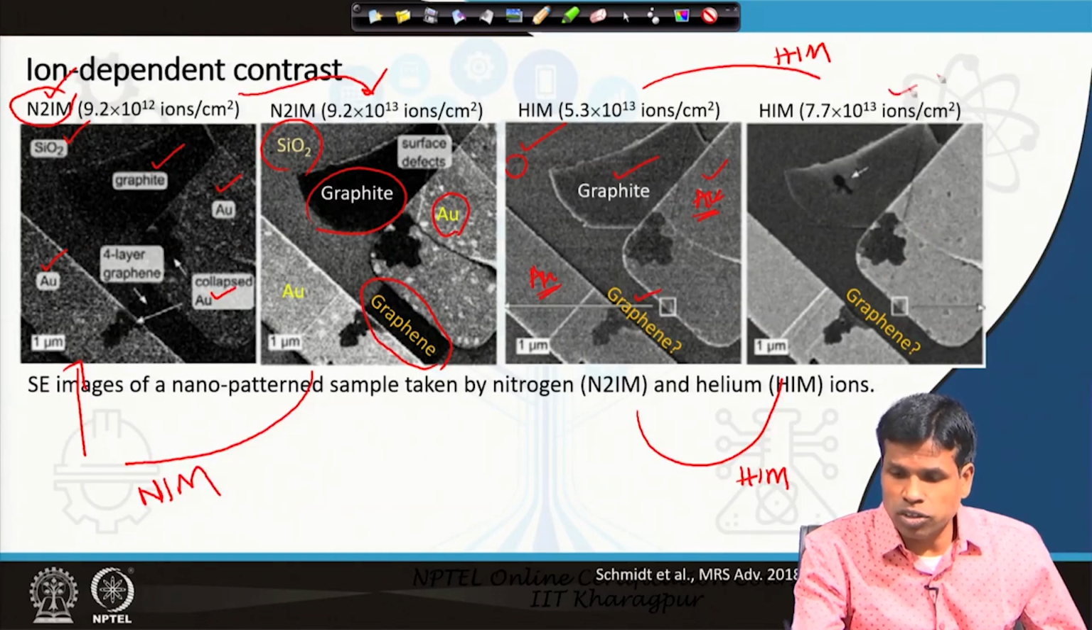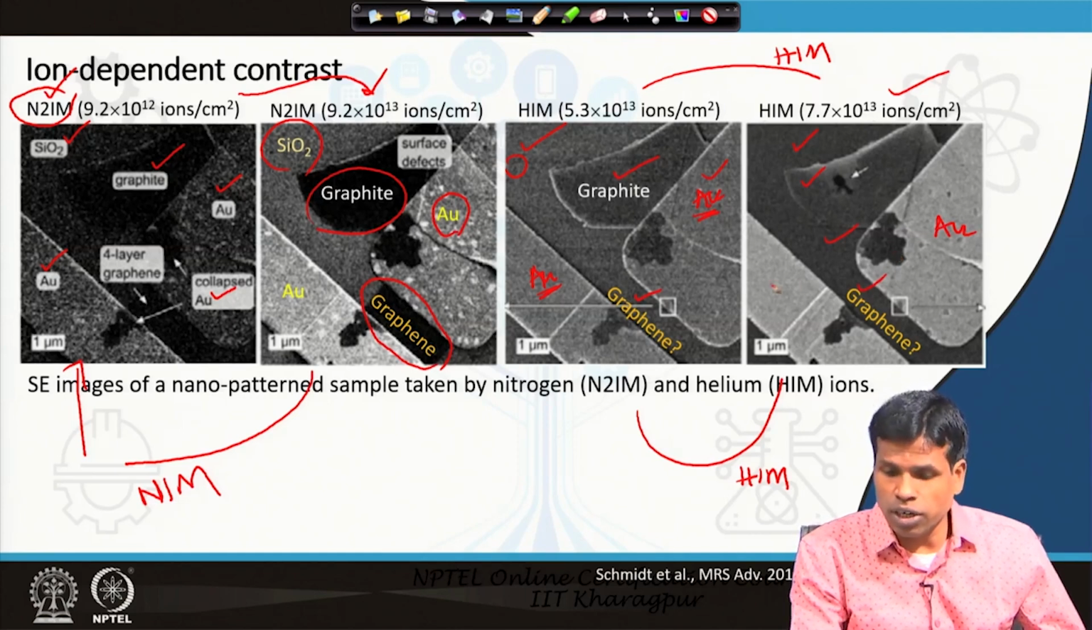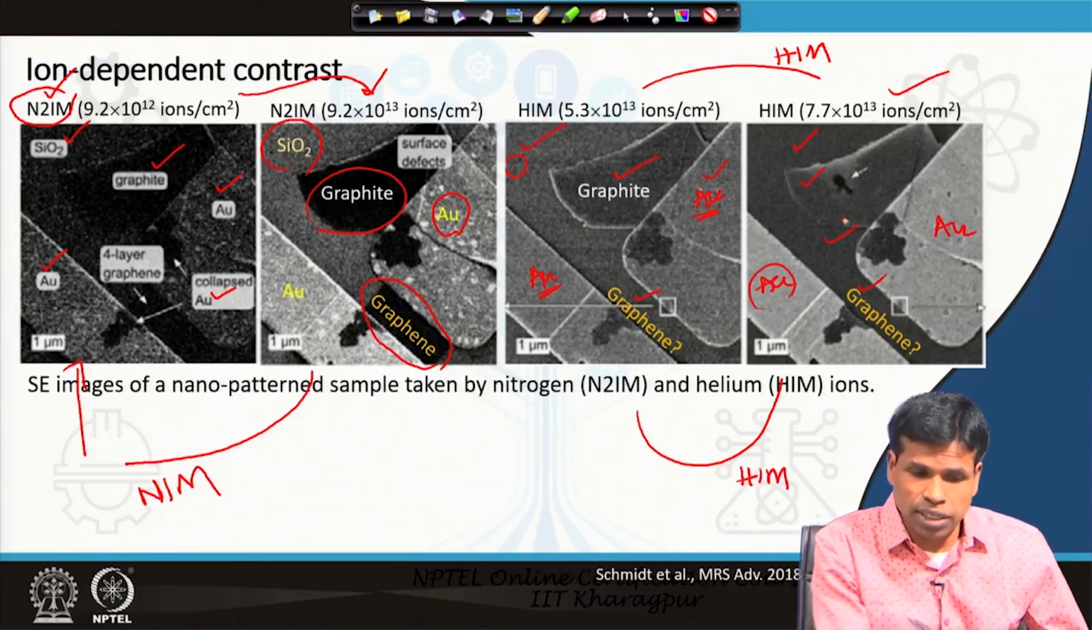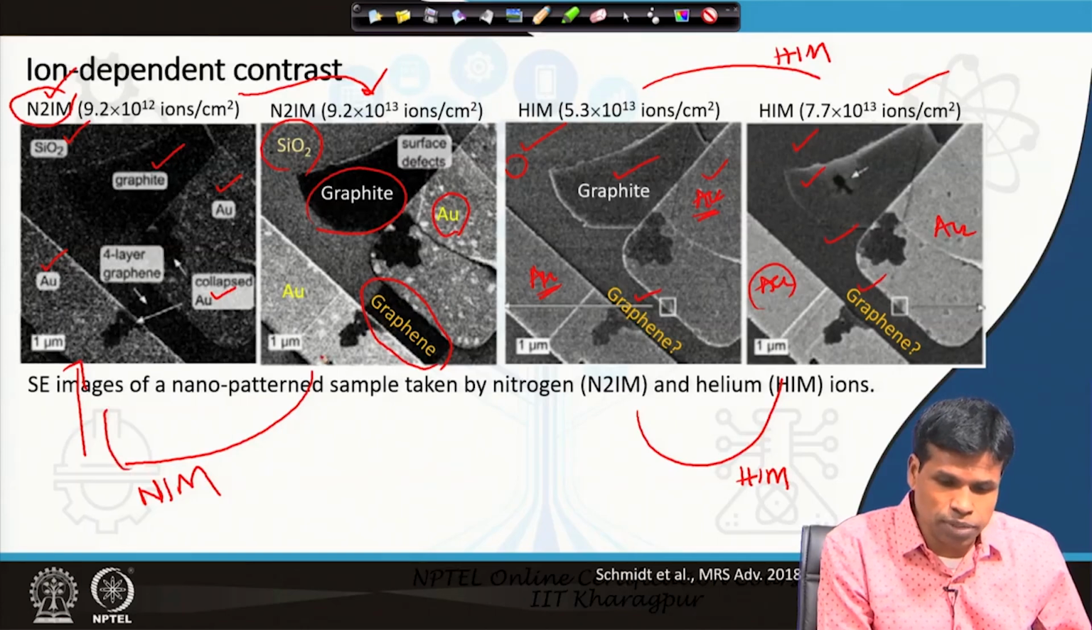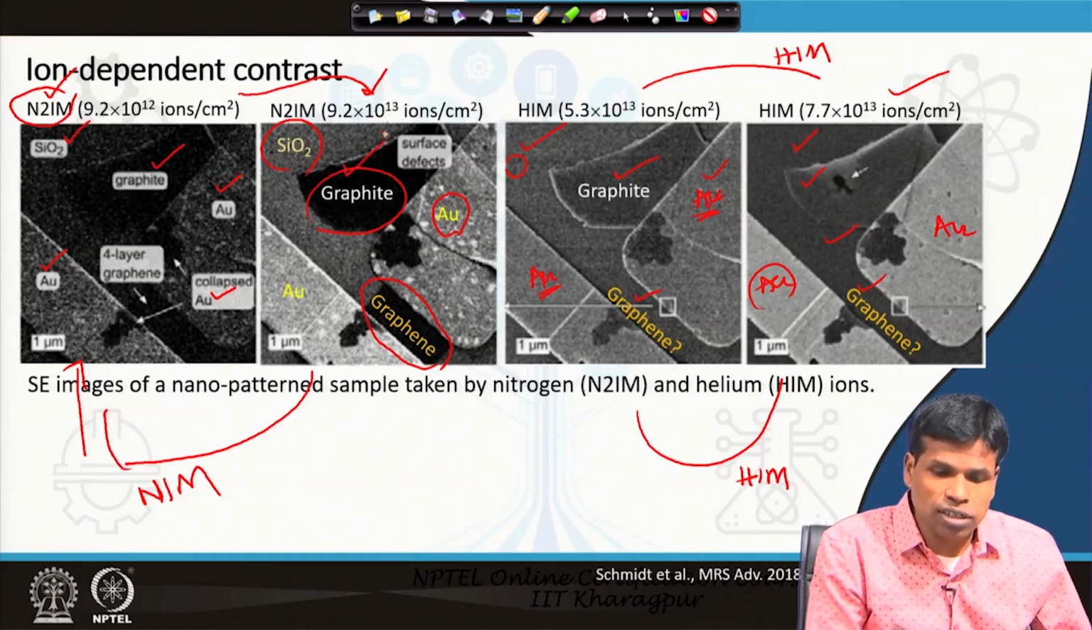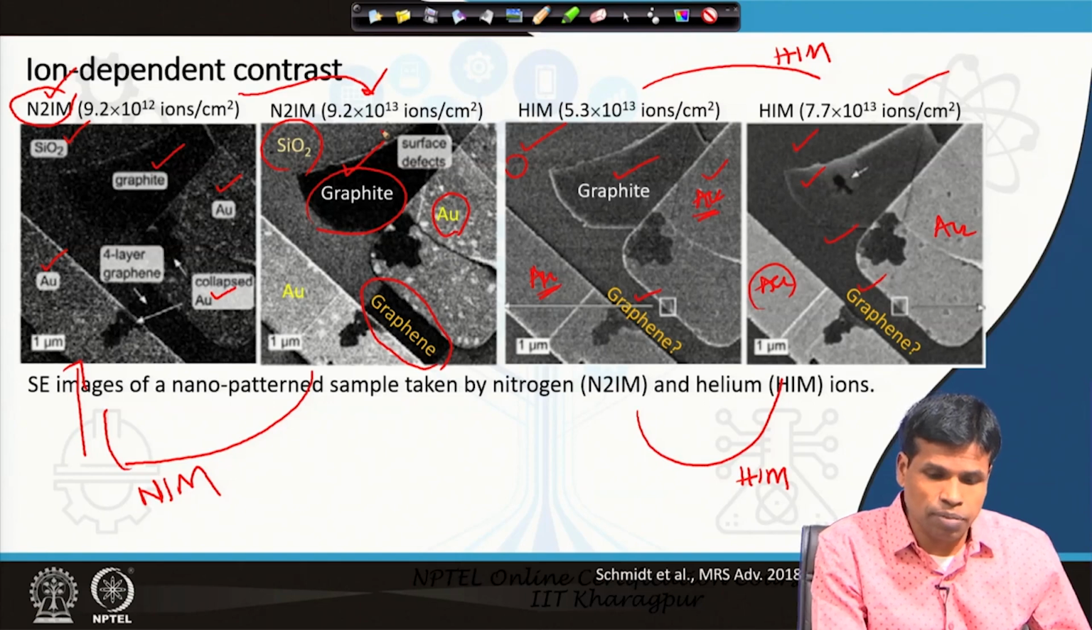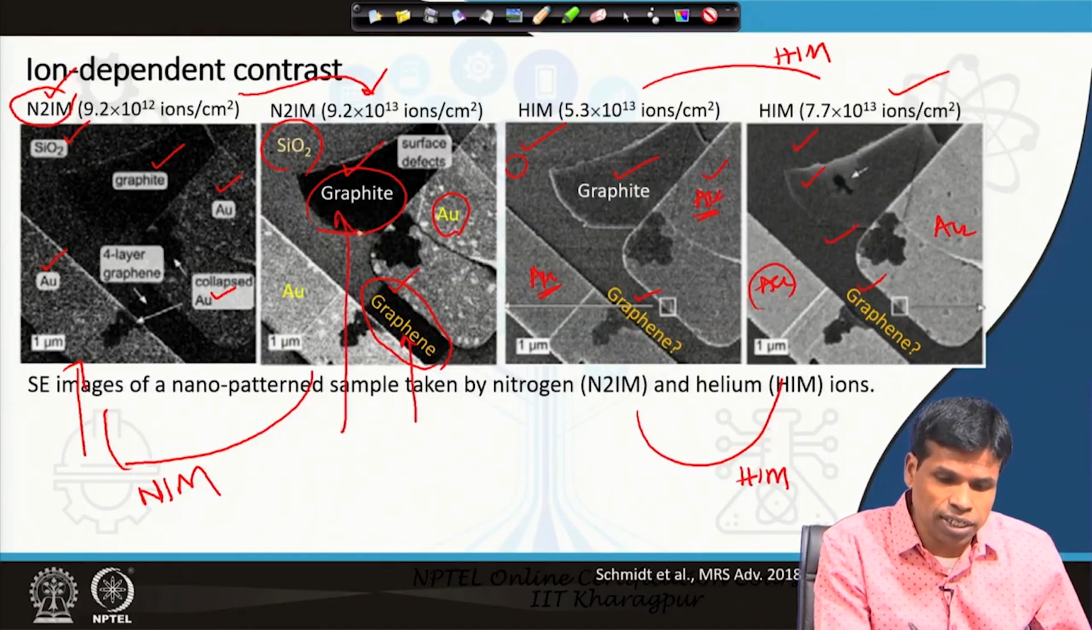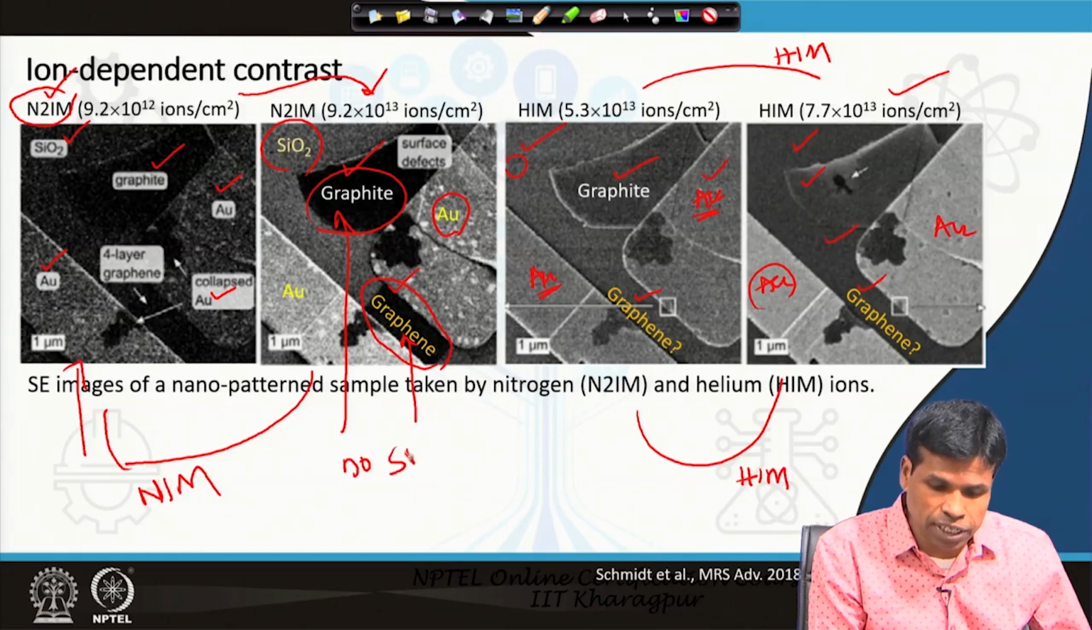Similarly, with a little higher dose we can also see the contrast difference. Here it is gold and here is similar, all similar. We can only distinguish between two different types of contrast, one for gold and another for all other materials. But if we look at the nitrogen ion microscopy image, we have a clear-cut difference from the graphene and graphite.